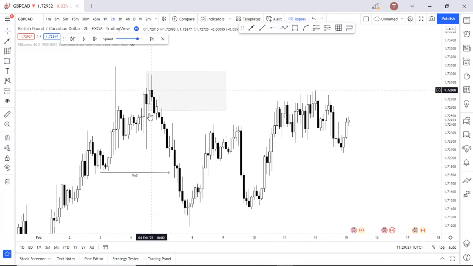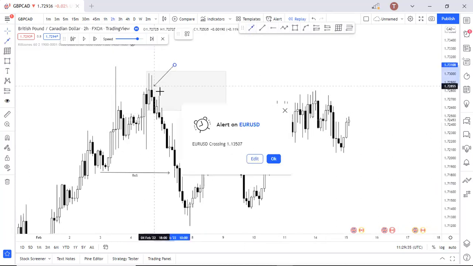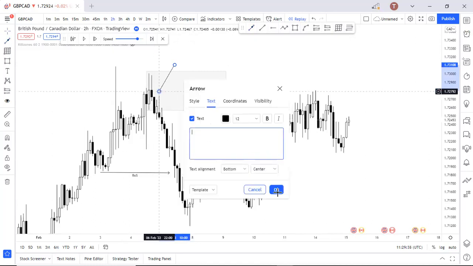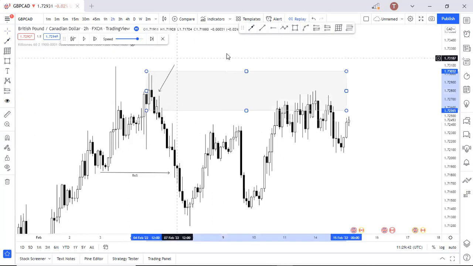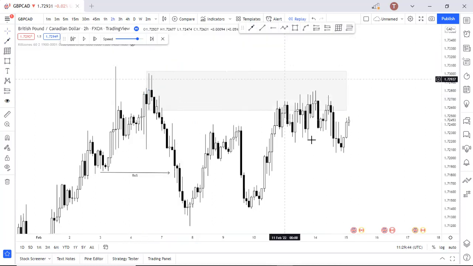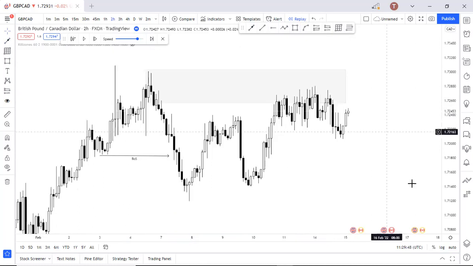That is this last bullish candle before all this movement down. You can see the last bullish candle, this last bullish candle before the movement down. Okay, so this is our supply zone, and now we are looking for possible sales in the market.